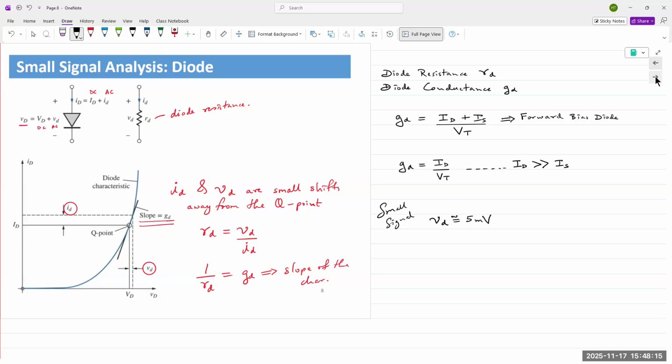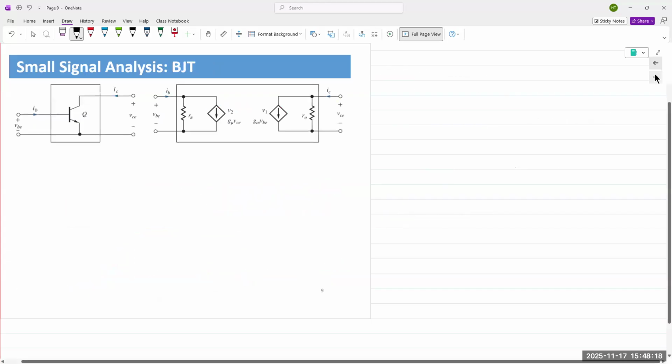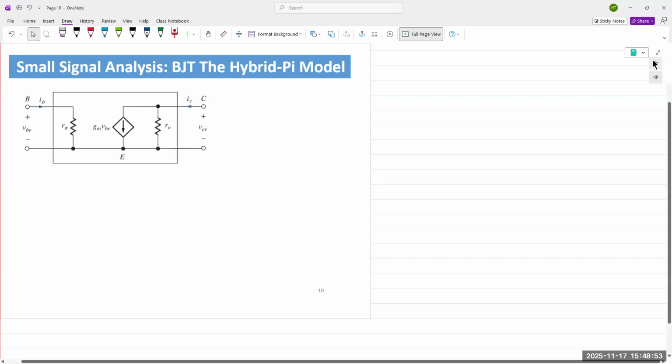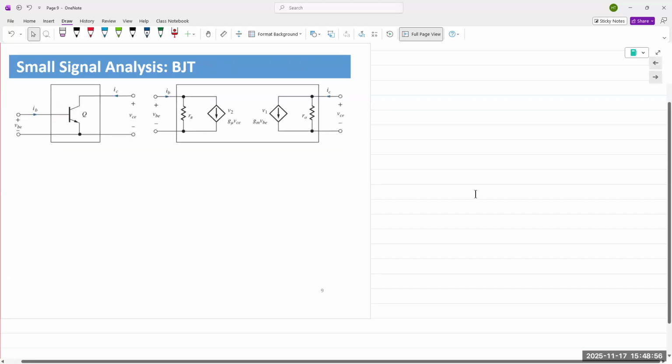Anyway, let's come back here. So we had the small signal analysis of a diode. Let's look at the small signal analysis for a BJT. What does this remind you of? E212, 2-port networks. Y parameters of a 2-port network. Yeah, this is not the hybrid pi model. Hybrid pi model is next. Okay, all right. What do we see here?